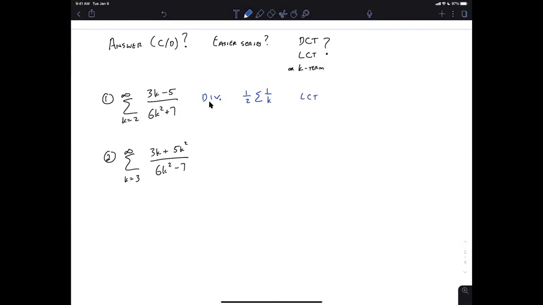So diverges is the answer. The easier series is this. We cannot use the direct comparison. We can use the limit comparison. Here, if we were to do an easier series, it's 5k squared over 6k squared. Well, that's just 5/6. In that case, it diverges by the k-term test. And we'll go through one in a minute where we do the entire proof of that. But we wouldn't use an easier series, we would just use the k-term test. Does that make sense to everybody?